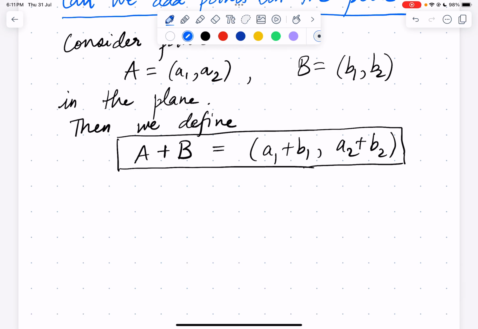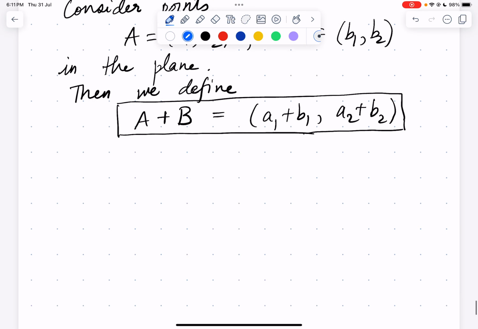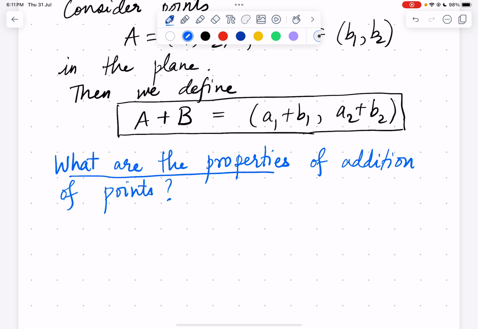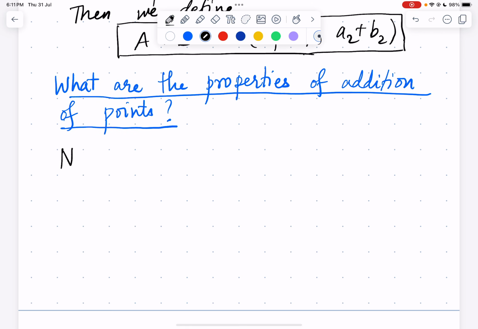Now we can ask, what are the properties of addition of points? We have defined this natural addition of points, but does it satisfy nice properties for it to be useful? What are the properties of addition of points? So note that this definition of addition satisfies nice algebraic properties.